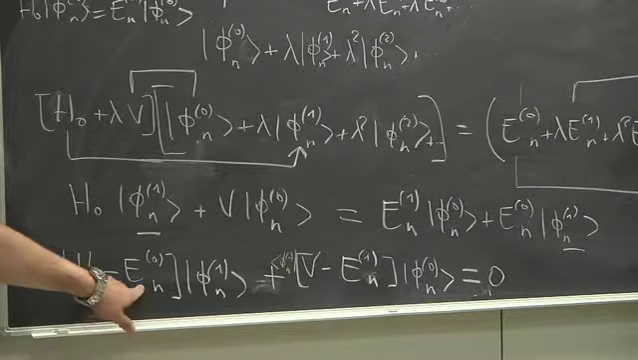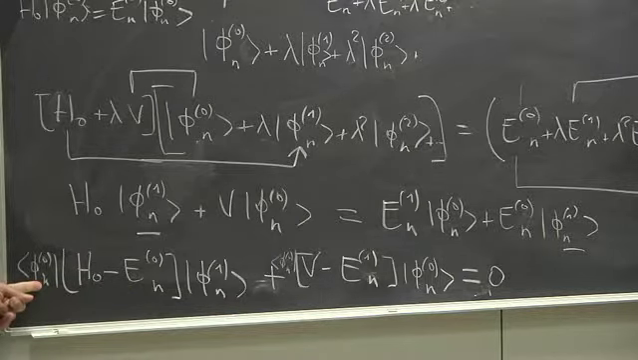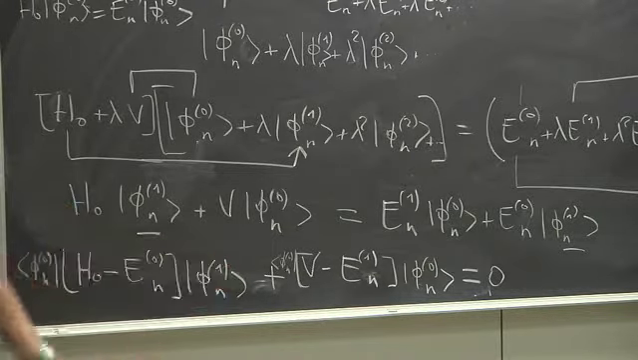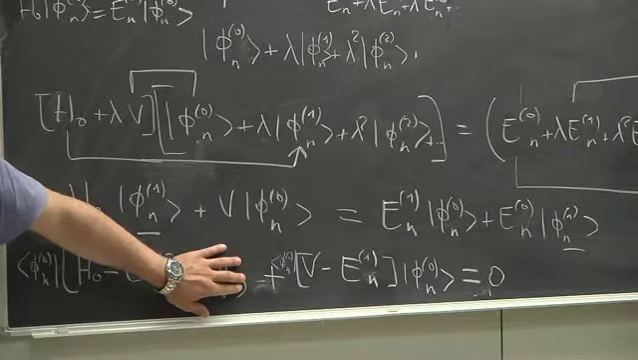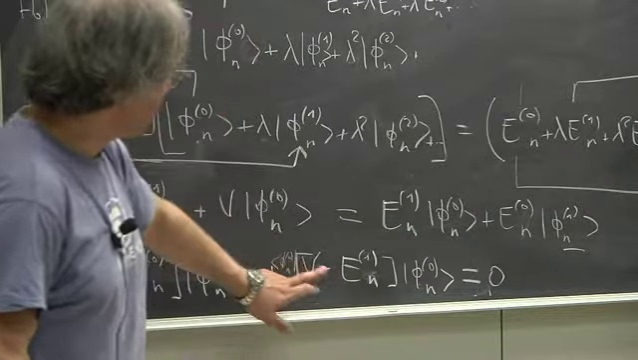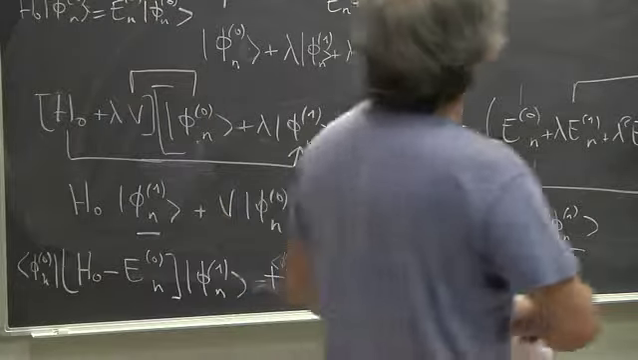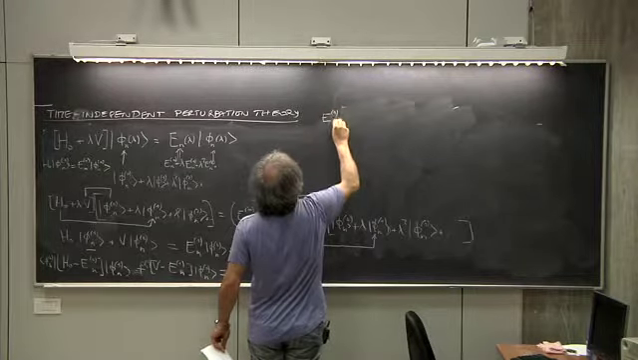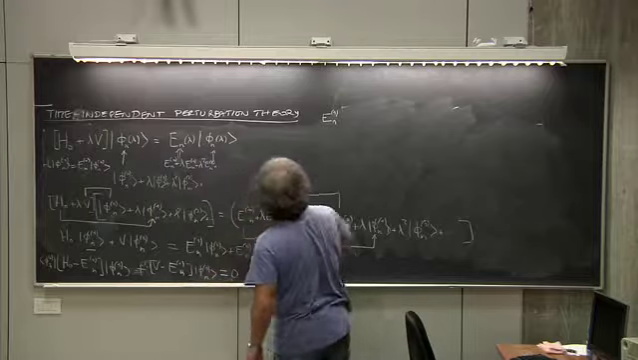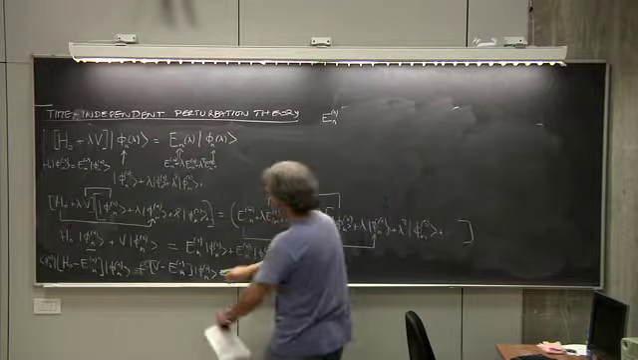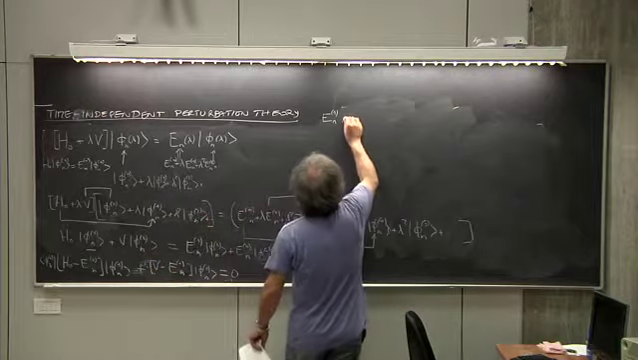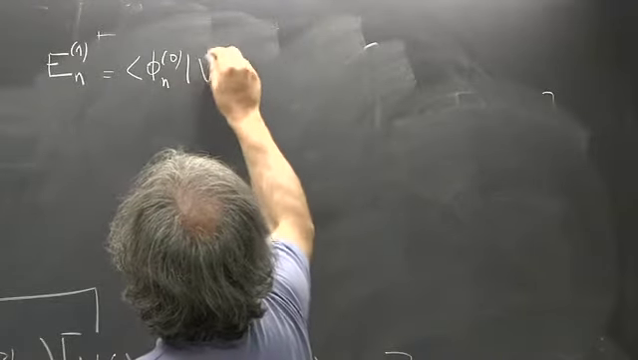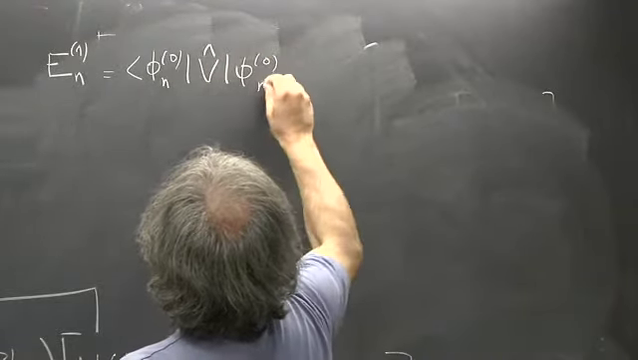I can have this thing acting on the left, and since this is an eigenvector of H0 with eigenvalue exactly, this drops, okay? So this is a trick to make phi 1 disappear. On the contrary, on the right, nothing really disappears, and this tells me immediately our first result: the first correction in energy, E1n, should be equal to the matrix element of the perturbation V between the original unperturbed state.